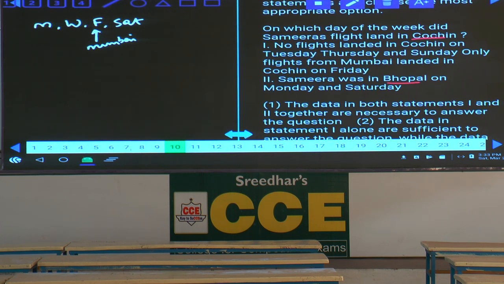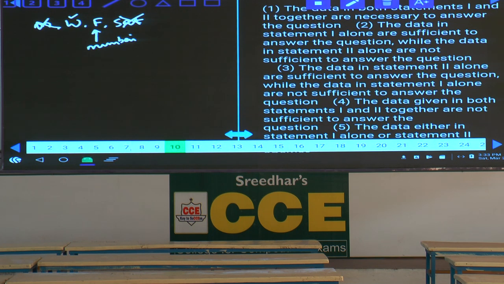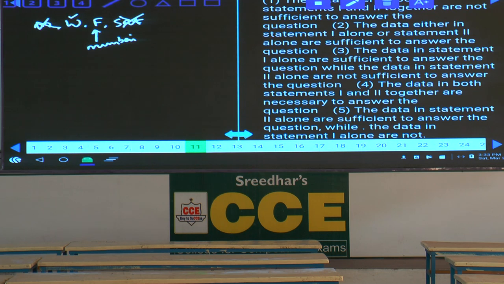By combining these 2, Samira was in Bhopal on Monday and Saturday. Monday and Saturday were ruled out, isn't it? Then this Samira landed in Cochin either on Wednesday or Friday. As there are 2 different answers to this one, what is your answer? Both the statements together are also not sufficient. That is choice 4. The data given in both the statements 1 and 2 either are not sufficient, choice 4. Then question number 11.